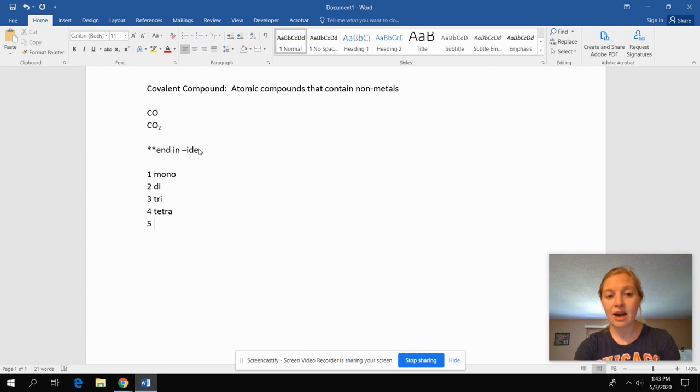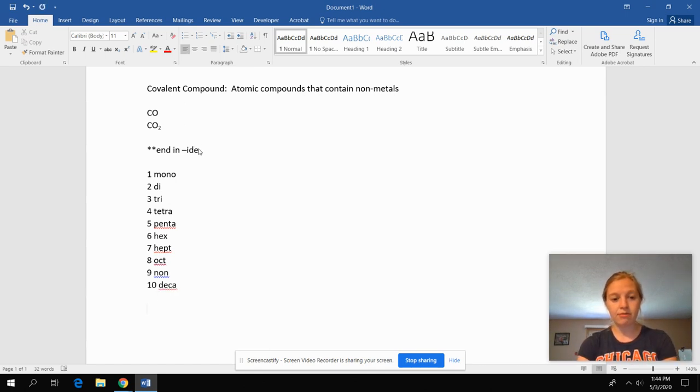The prefix for 5, if you have 5 atoms of something, is penta. 6 is hex, like a hexagon. 7 is a difficult one, it's hept. 8 is pretty easy, it's oct, like an octagon or an octopus. 9 is known, and 10 is deca. Now, there are more prefixes, but those are the ones that you just need to know for now.